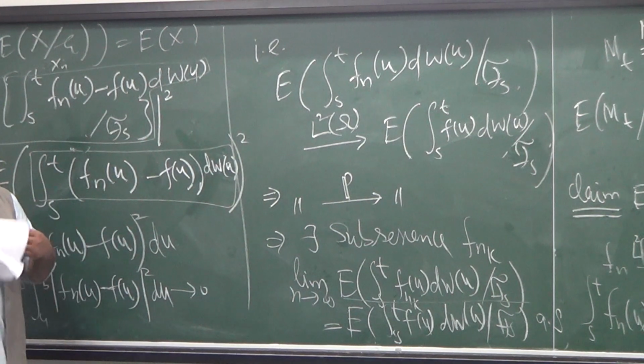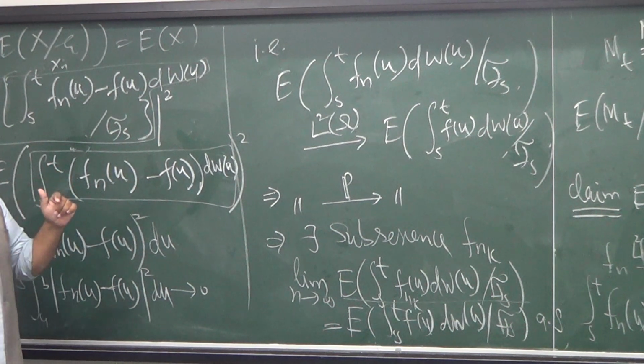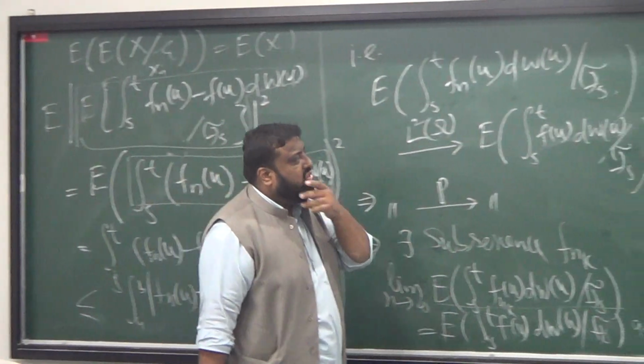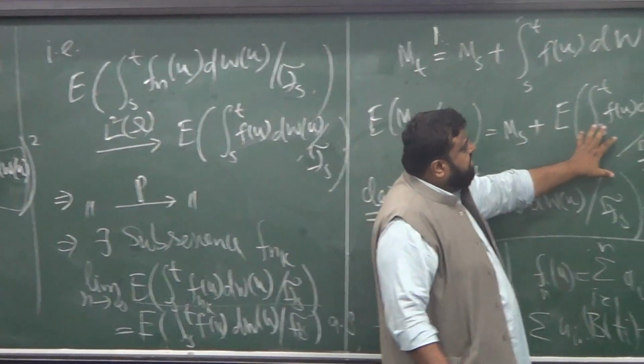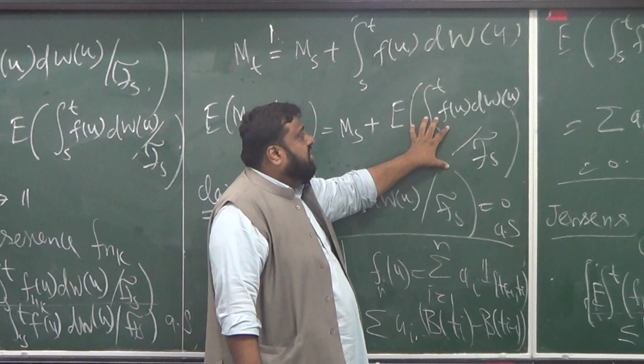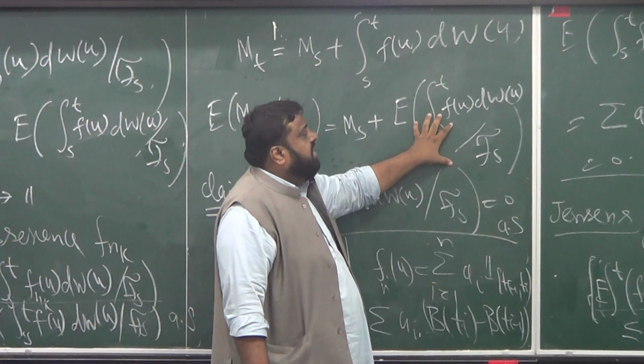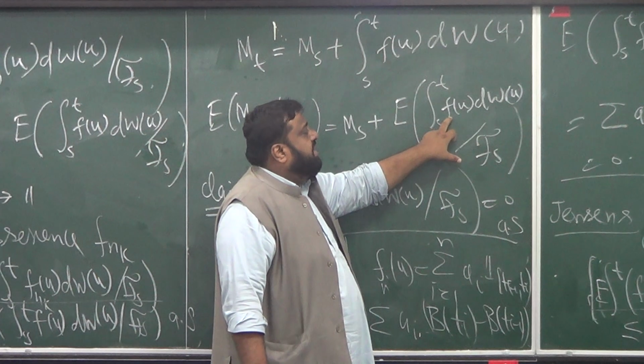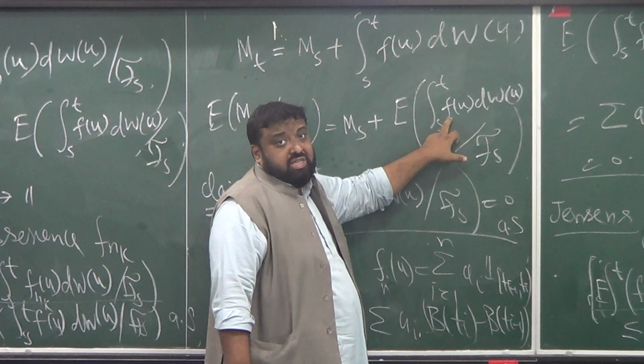Shall I give you a repetition of the trick, the bigger picture of the trick? You want to show that this is equal to 0 almost surely. So what did we show? Since f is in L2[a,b], I can find an approximating sequence.